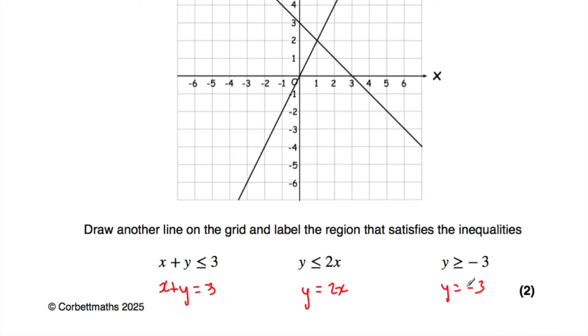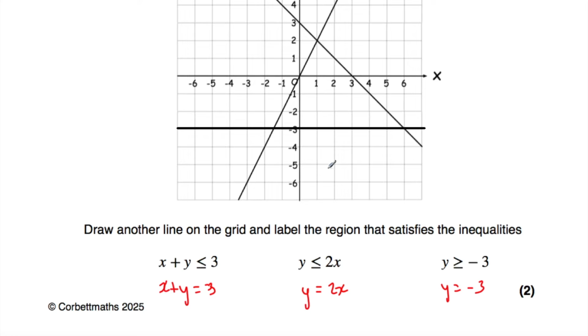Y equals negative 3 on the grid. And then we just need to shade the region, or label the region that satisfies all of those inequalities in black there. Okay, so let's start off by drawing the last line, y equals negative 3. It's going to be a horizontal line that passes through negative 3 on the y-axis, because remember, it's all the points with a y-coordinate of negative 3. So 4, negative 3, 5, negative 3, 1, negative 3, and so on. So something like that.